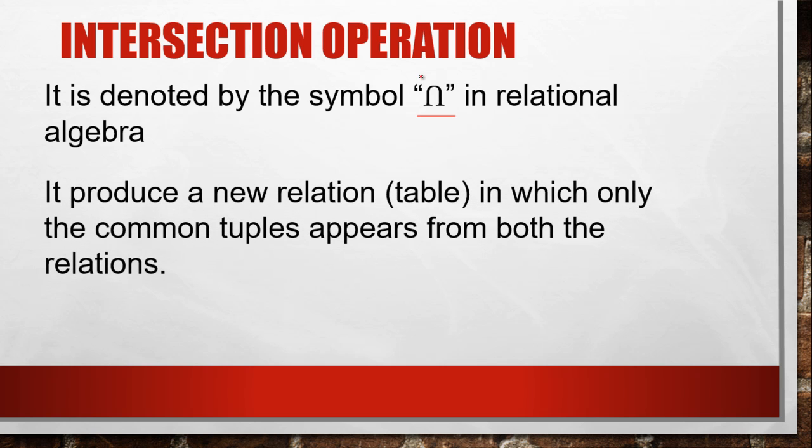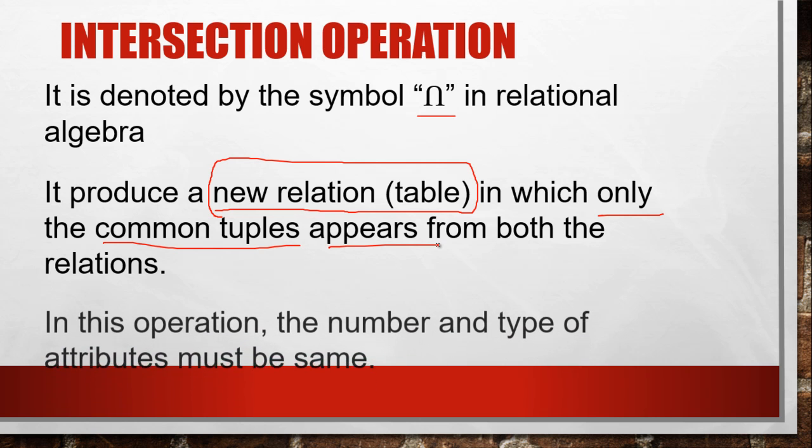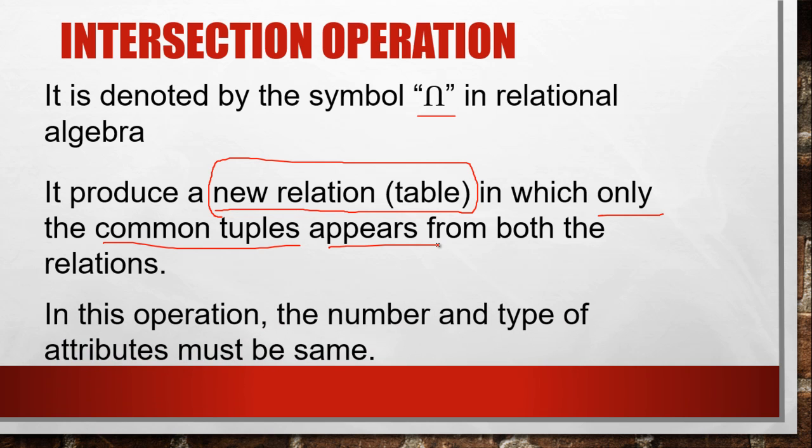Now this intersection operation will produce a new relation, a new table, in which only common tuples appear. It means that a record which is common in both the tables will be shown as a result of the intersection operation. So when we perform the intersection operation on any two tables, the common records from both the tables will be shown. In this operation also, the number and types of attributes must be the same. Only then can the intersection be performed.